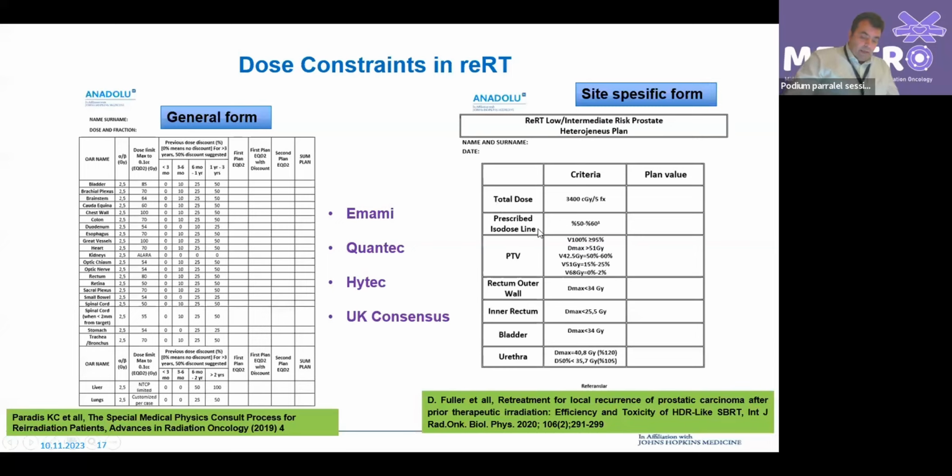And another thing we are using is a site-specific form. For example, for re-irradiation of the prostate, there is no evidence-based data, or very little data. So what we are doing is using a Fuller protocol for this. They published it in 2020, and it is the only one dedicated to prostate re-irradiation. They have some tables and very large data, and they have very good results, which means that I can use this table for prostate re-irradiation.